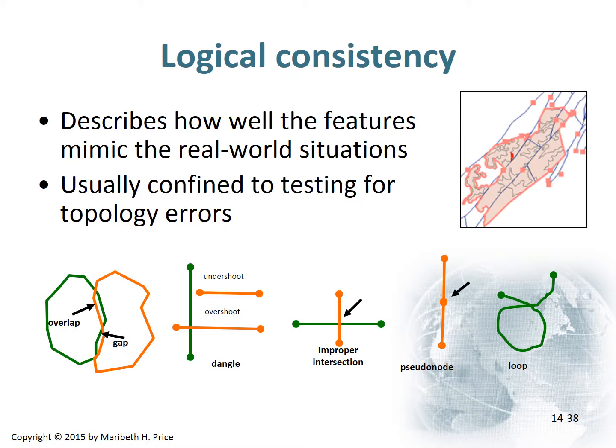Logical consistency describes how well features mimic the real-world situations, usually confined to testing for topological errors. In other words, things are supposed to respond and react in GIS the same way they do in the real world, and so we look for things that don't quite line up, like undershoots and overshoots, improper intersections, pseudonodes, loops, gaps, and overlaps, and all these other various things that occur when we don't properly edit stuff.